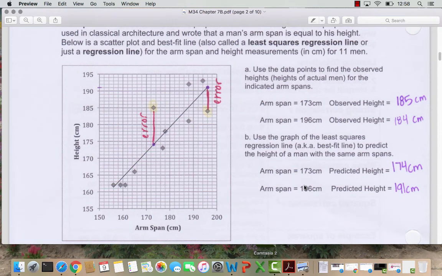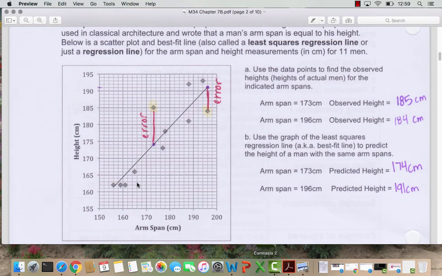And take a look at example 1. So here is a graph from Vitruvius comparing the arm span of a man to the height of a man. And you may have heard that some people say the man's or woman's arm span, if you stretch your arms all the way from tip of one fingertip to the other fingertip, is the same or very close to the height. So these measurements are in centimeters. So we're going to see with this line of best fit, how accurate are the predictions.